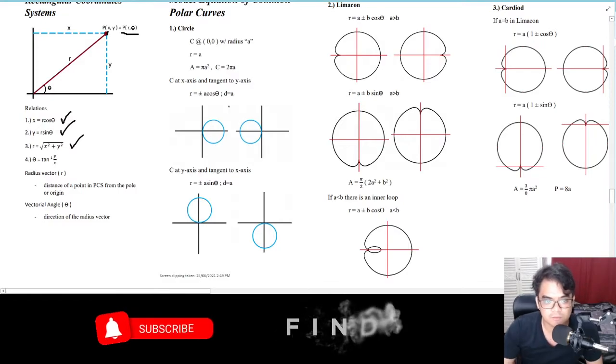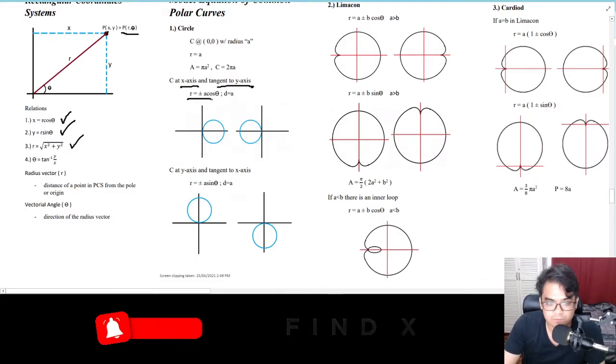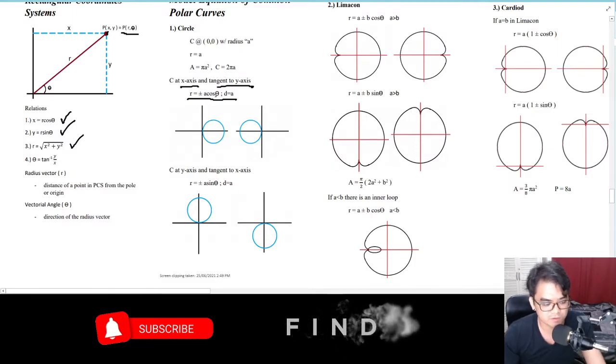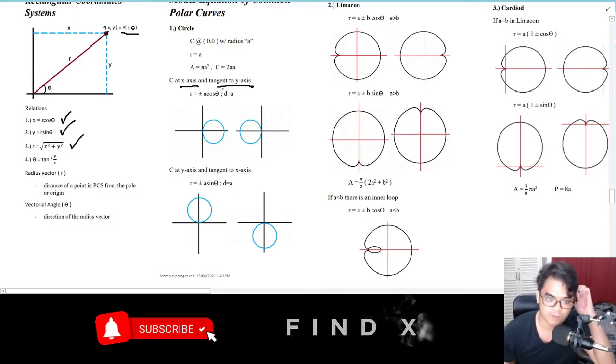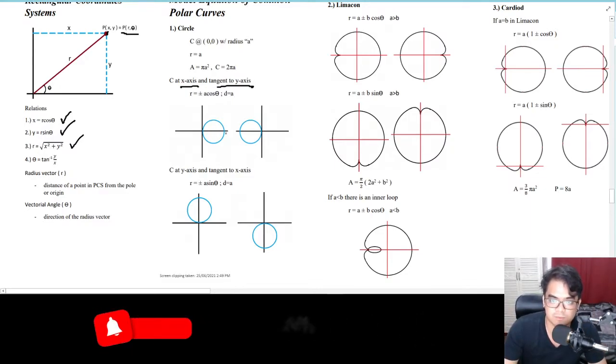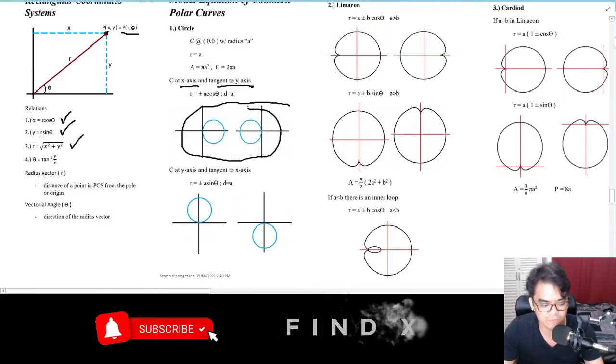And then when the center is on the x-axis and tangent to the y-axis, this will be the general equation, which is r equal to plus or minus a cosine theta. But here the diameter will be a. So this is what it represents or looks like in a graph.